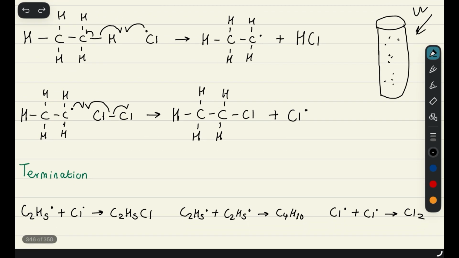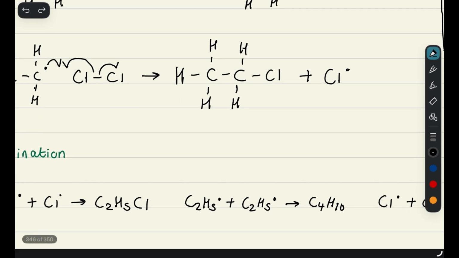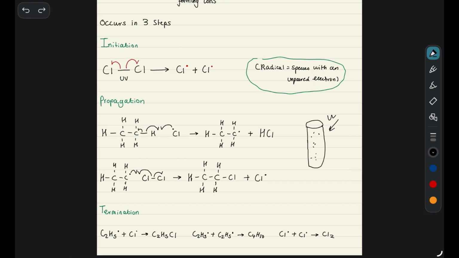Now, termination is the last bit where we have radicals that join together to form compounds. So for example, you form chloroethane, you can form butane, you can form chlorine gas. Make sure that you know that any radical that you form, which should literally just be the one from the alkane and the one from the halogen, can all form together in whatever combination, forming your termination steps. So part and parcel, that is free radical substitution.